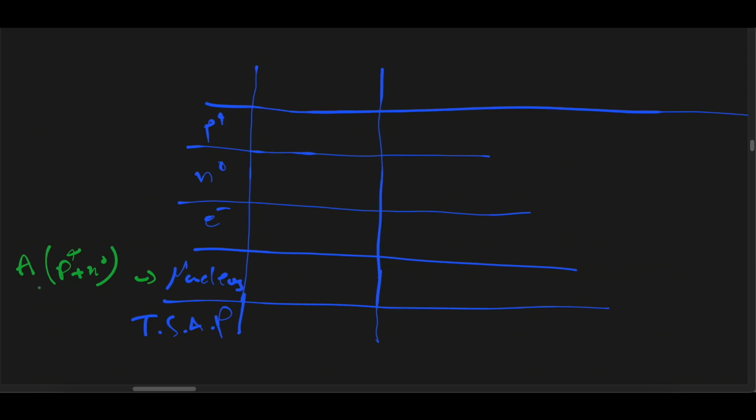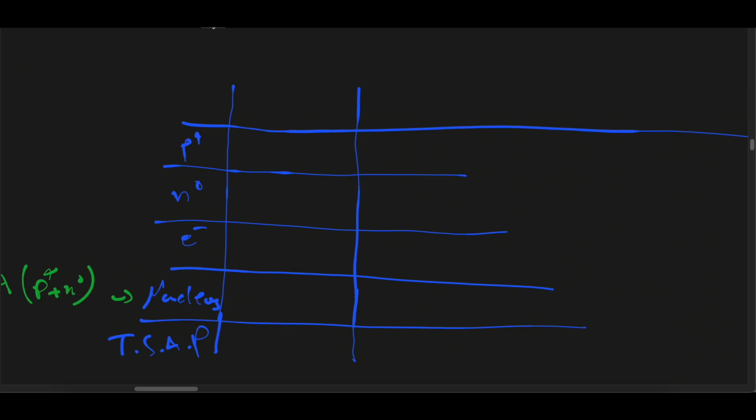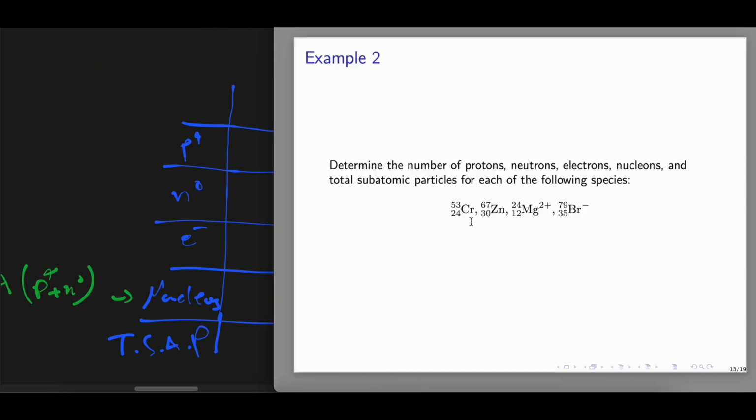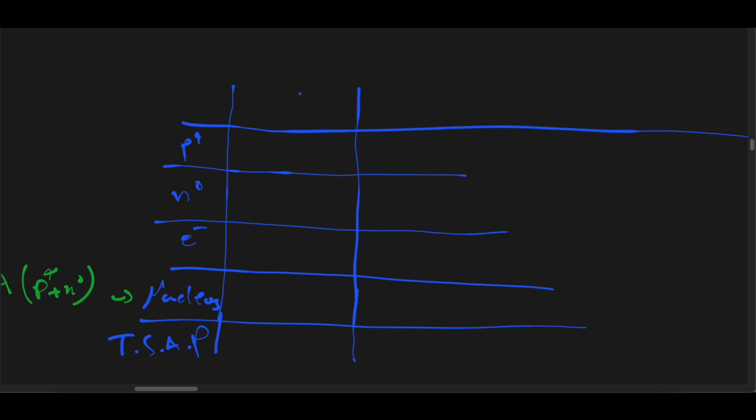So it is the mass number. They are called nucleons because they are found within the nucleus. They are the nucleus subatomic particles. So we start with the first species, which is chromium, which has 24 and 53. So the number of protons is 24. The number of neutrons is 53 minus 24, which gives 29. So neutrons are obtained from this equation, A minus Z.